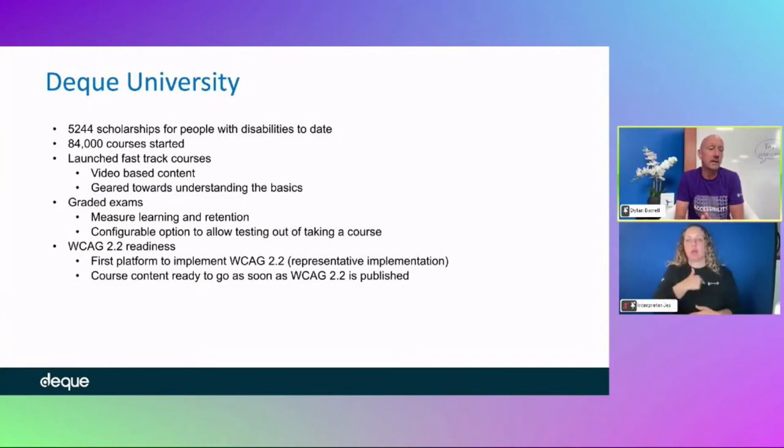One of the things that I'm most proud of about Deque University is that we give out free scholarships to people with disabilities. It gives them access to all of the courses on Deque University. They can learn to do comprehensive audits. They can learn all aspects of accessibility from design through development, through testing. They can learn about how to manage accessibility programs. So it's a really comprehensive set of training that we have available, and we give this all away for free to people with disabilities. And that number of scholarships this year has gone up to 5,244 scholarships.